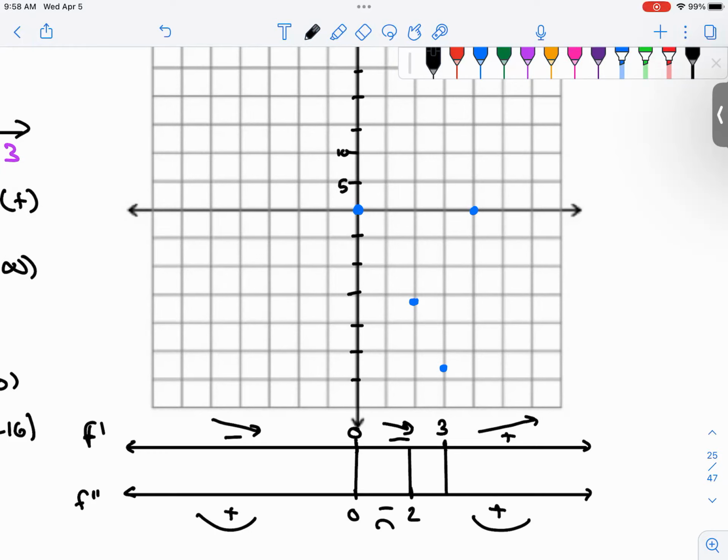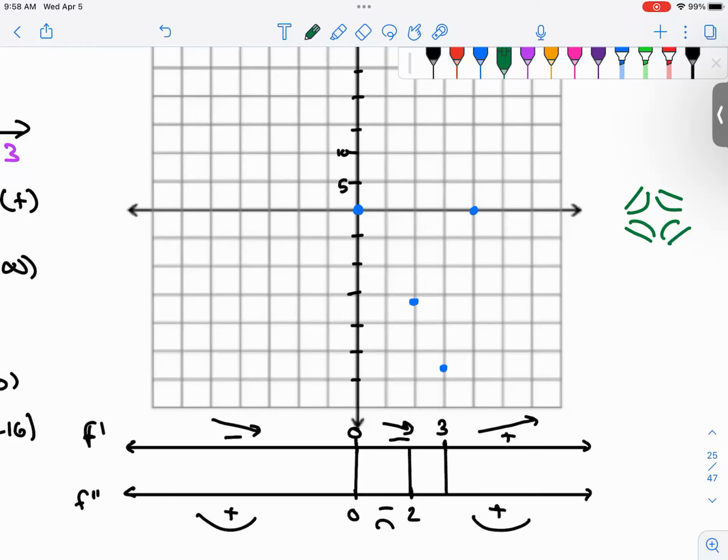So you can draw that little cheat sheet if you want. If you remember what it would look like, it looks like this. So you have like that.